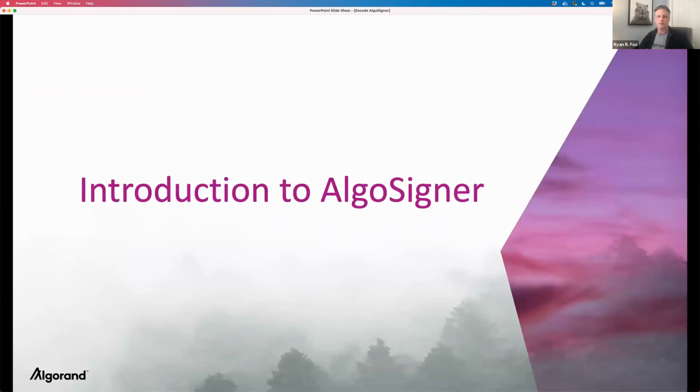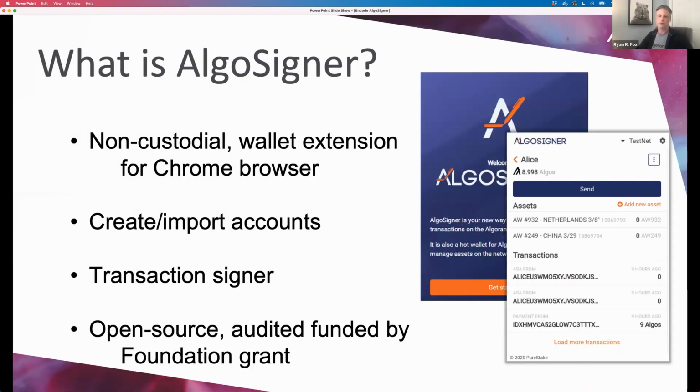So let's get into understanding what AlgoSigner is. AlgoSigner, first and foremost, is a non-custodial, very important, non-custodial wallet extension for the Chrome web browser. That means that this piece of software is installed into the Chrome web browser, and it holds your private keys. It has the ability to both create and import accounts, either existing accounts using your mnemonic or creating them brand new, and then they are stored therein.